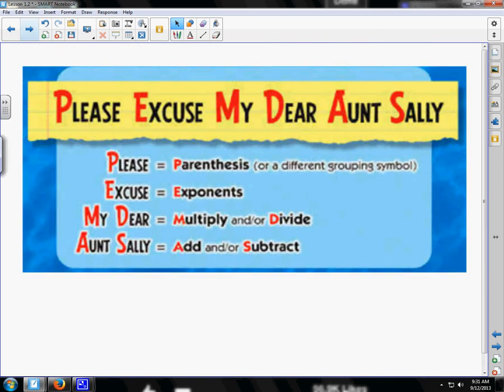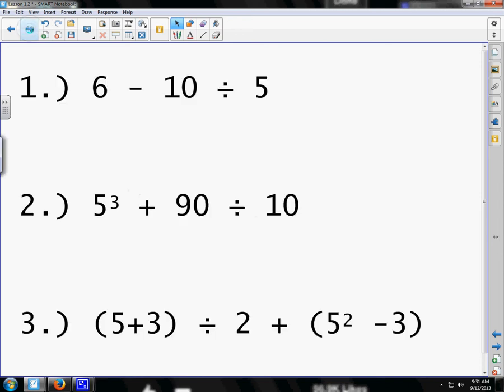All right. Please excuse my dear Aunt Sally. Make sure you have this, and I'm sure all of you have this in your mind. You've memorized it. It's pretty simple. Parentheses, exponents, multiply and divide, add and subtract. Remember with these, with multiply and divide and add and subtract, that multiply does not come before divide. They go from left to right. So that's a really good one to remember.